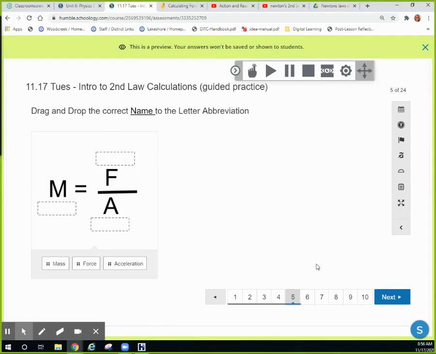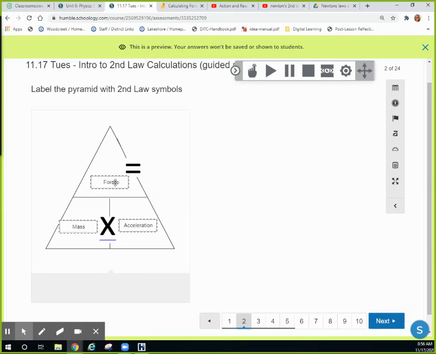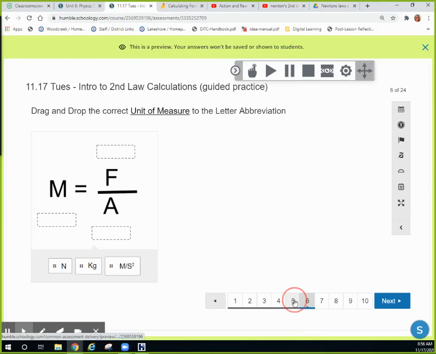Okay, and so now we're going to flip it around again. Now we're looking for mass, okay? So mass equals force divided by acceleration. Just like our little triangle right here. Force divided by acceleration, okay? And then we need to apply our units again.